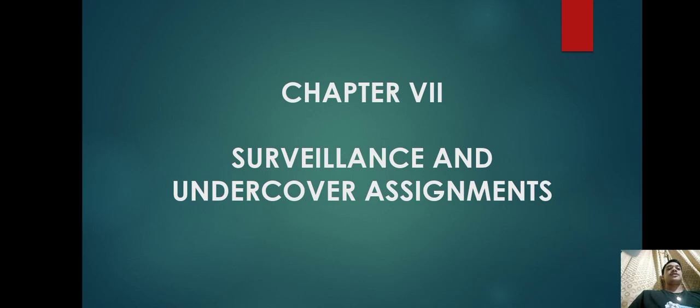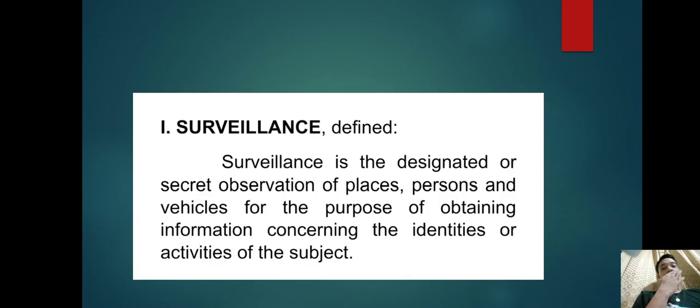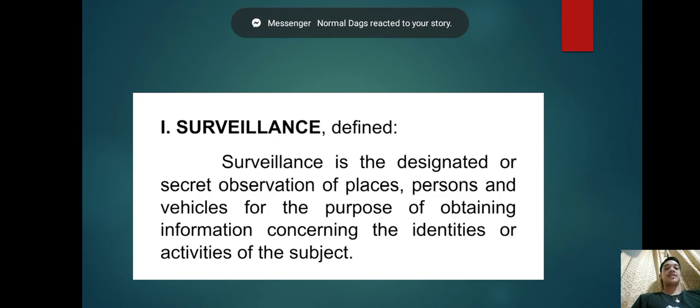Chapter 7, Surveillance and Undercover Assignments. What is surveillance? Surveillance is the designated secret observation of places, persons, and vehicles for the purpose of obtaining information concerning the identities and activities of the subject.